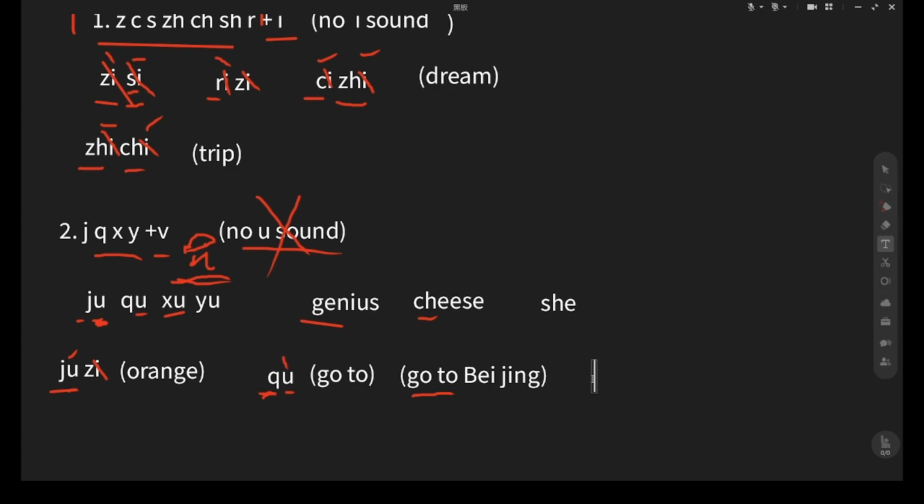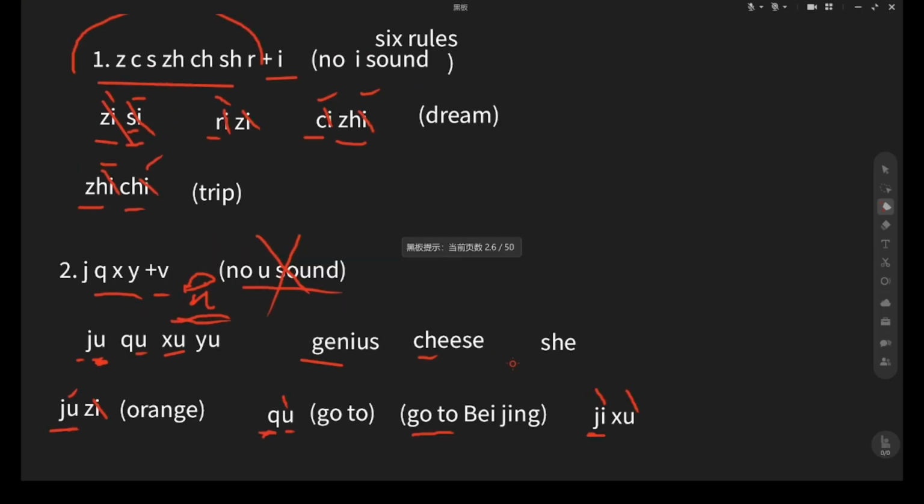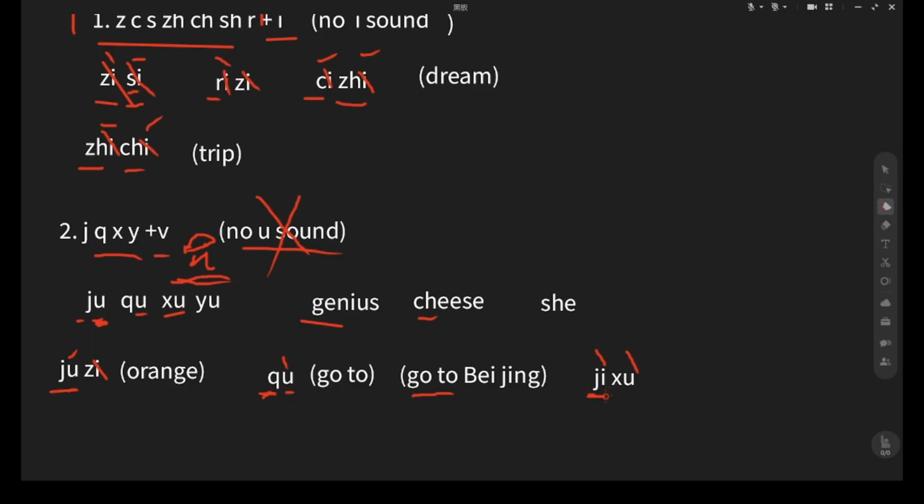So I'll read this one. Ji, yes, this consonant is not in that group, so still read it as i, okay? So ji, 继, and 续, 继续, yes, 继续 means continue, okay?